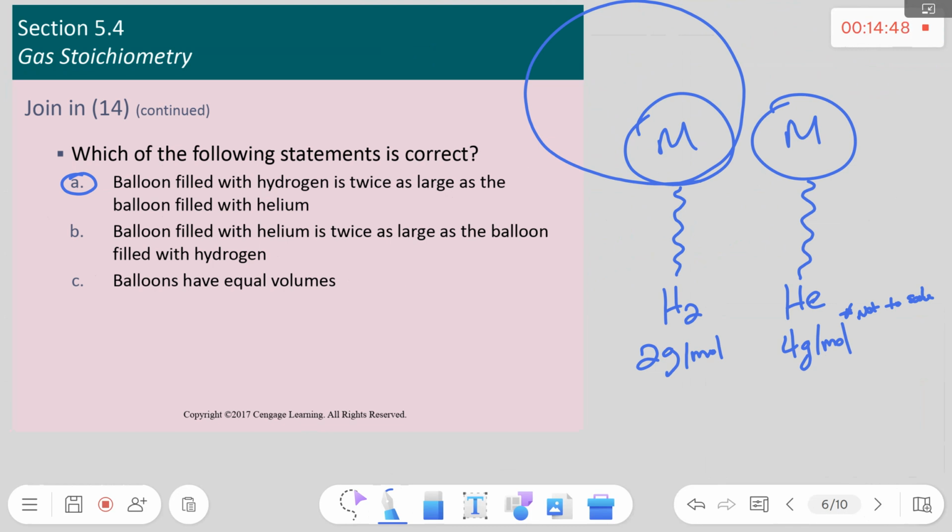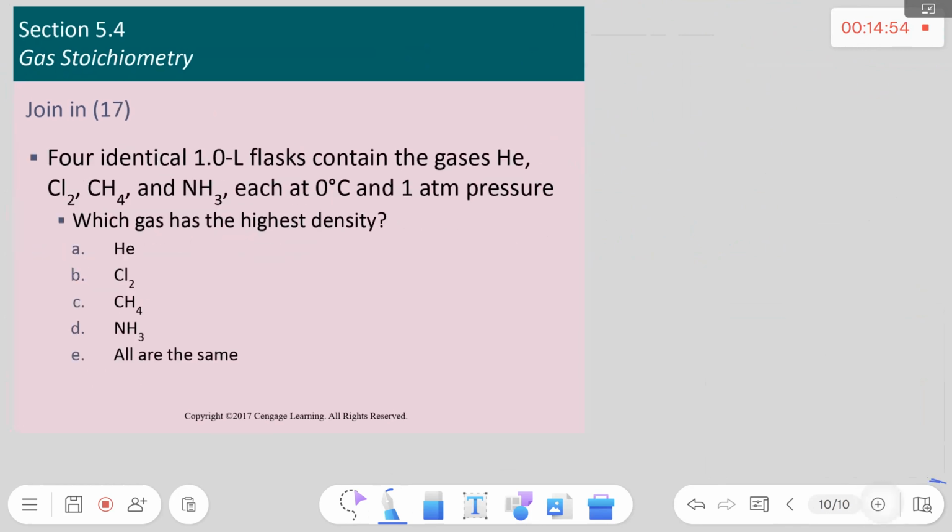All right, we're going to do one last practice one. Four identical flasks contain the gases helium, hydrogen, methane, chlorine, and ammonia, each at 0 degrees Celsius and 1 atmosphere pressure. Which gas has the highest density? You might need a periodic table on this one. Unless you're just awesome and got the periodic table memorized.